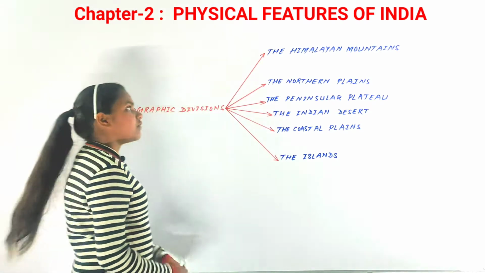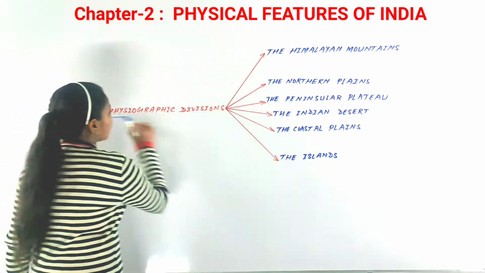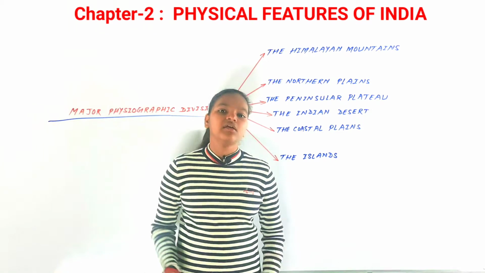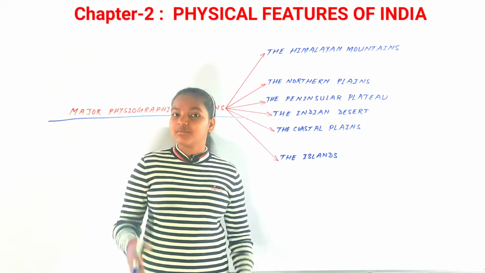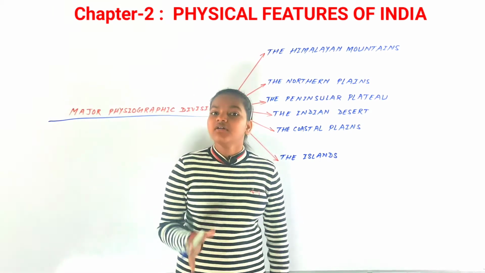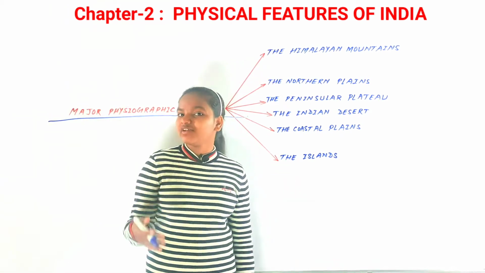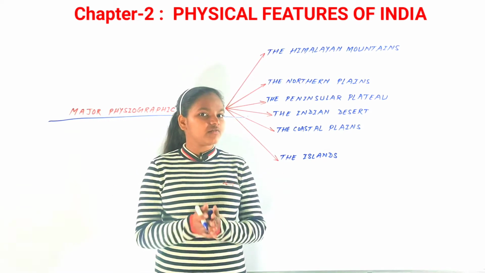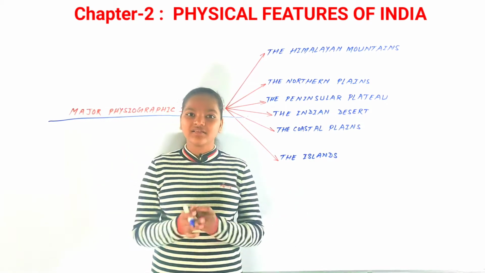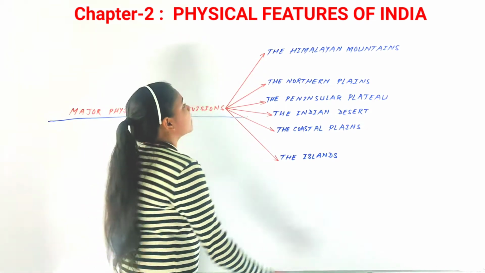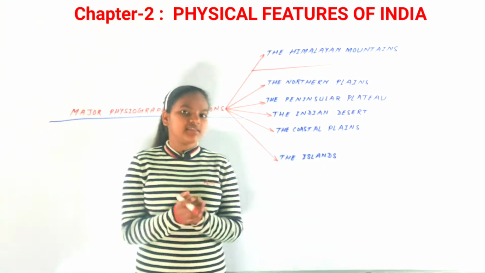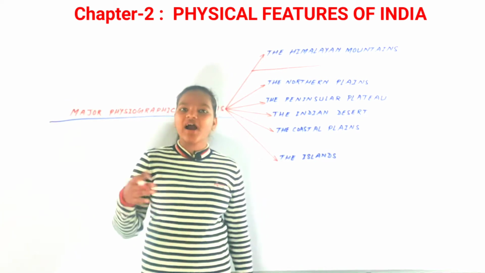Now let's start with our first topic, that is major physiographic divisions. We have seen that we will discuss the major physical features of our country in this chapter. Now there are major physiographic divisions of all those physical features. According to it, there can be 6 divisions that we will discuss. The first one of them is the Himalayan Mountains. This is the first physical feature of our country.